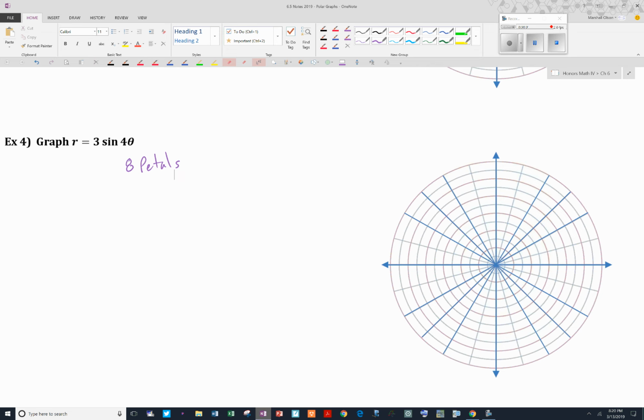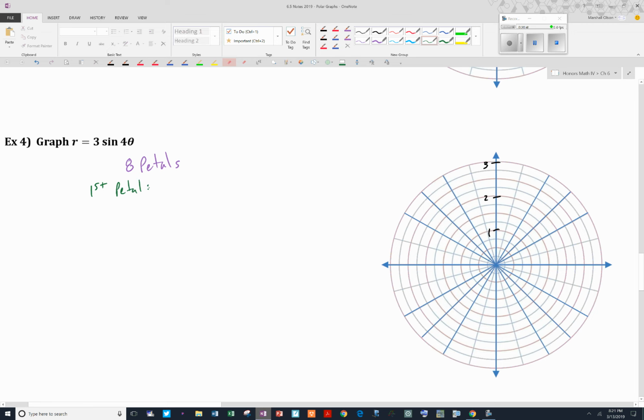The A value is 3, so they can have a length of 3. I'm going to come over here and just scale this real quick. We'll go 1, 2, 3. This is going to be a pretty crazy looking graph. I'm going to go all the way out and have 8 petals. So let's talk about where it starts. The first petal tip.